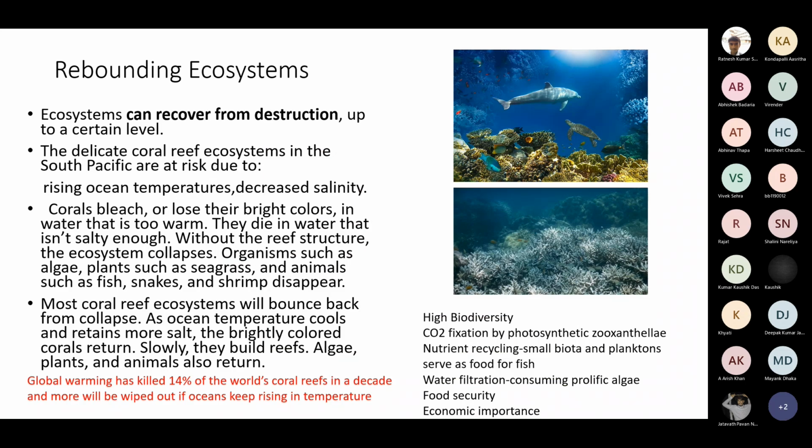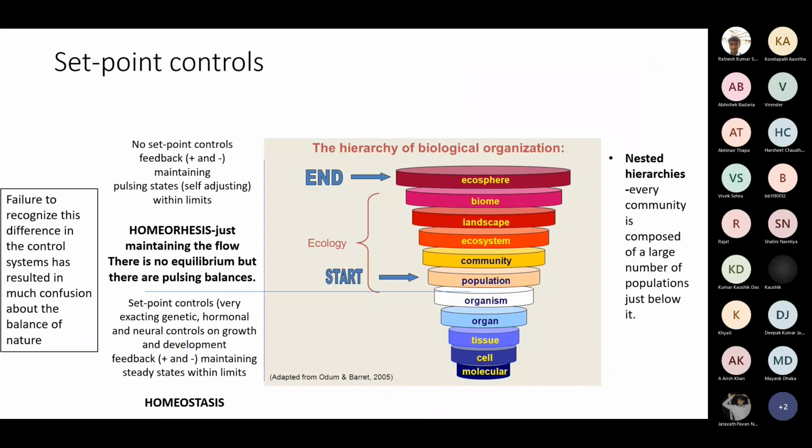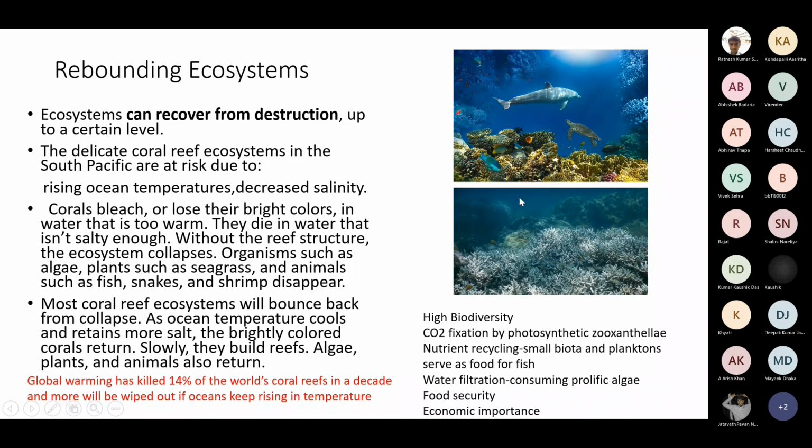Now, I just wanted to give you an example of some kind of a buffer of an ecosystem and how many of them can rebound back. Many of them cannot, but many ecosystems can also bounce back. And the example which I have shown you here is that of the coral reef. So everybody has heard about coral reefs? Yes, ma'am.